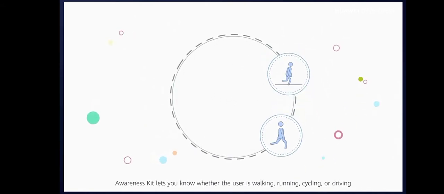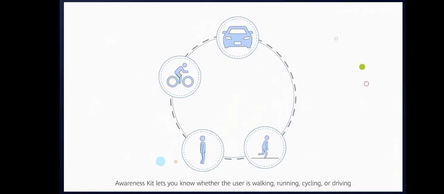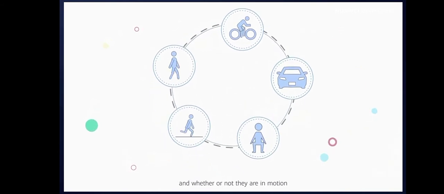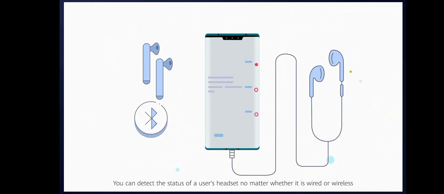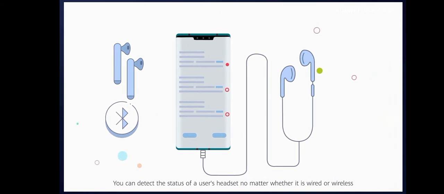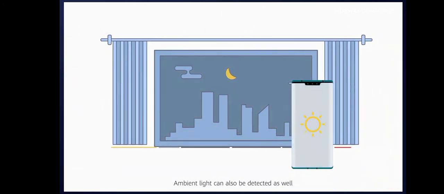Awareness Kit lets you know whether the user is walking, running, cycling, or driving, and whether or not they are in motion. You can detect the status of a user's headset no matter whether it is wired or wireless. Ambient light can also be detected as well.